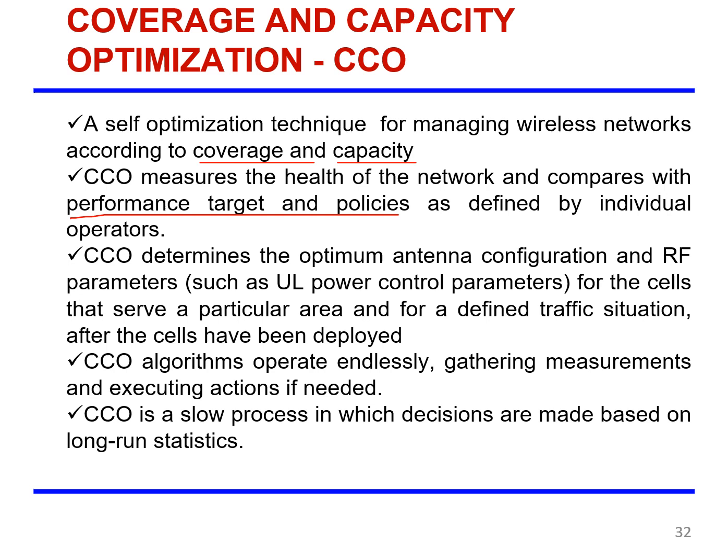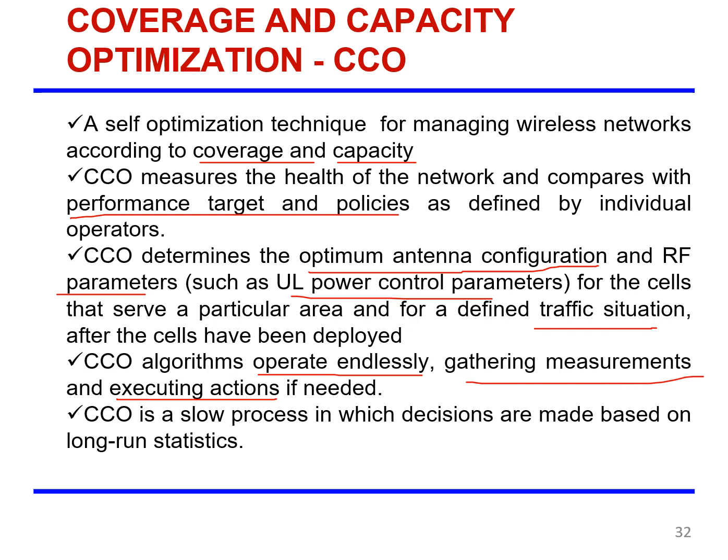and then the SON, the CCO, will determine the optimum antenna configuration and RF parameters, such as the uplink power control parameters, or maybe the antenna power, or the node B power transmission, or it will determine what the SNR requirement is, etc. And for a specific traffic situation, the coverage and capacity will be adjusted automatically. Okay. And these algorithms will be operated continuously, gathering the measurements and executing actions.